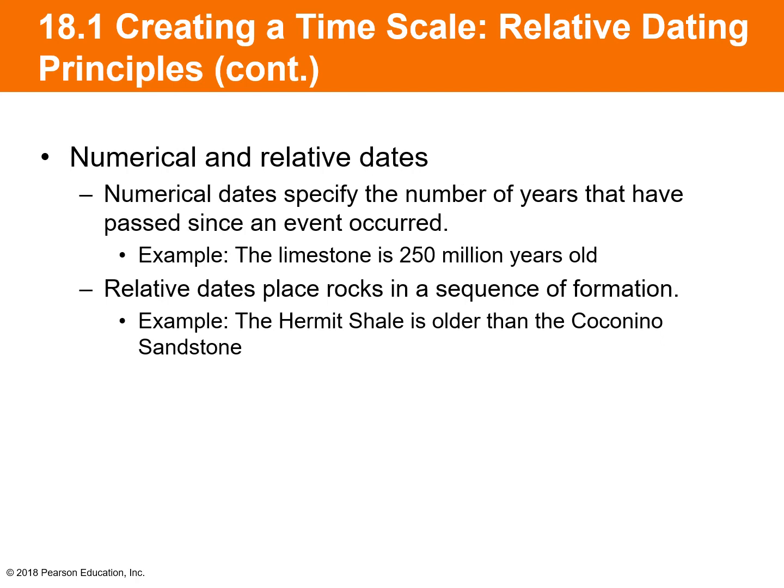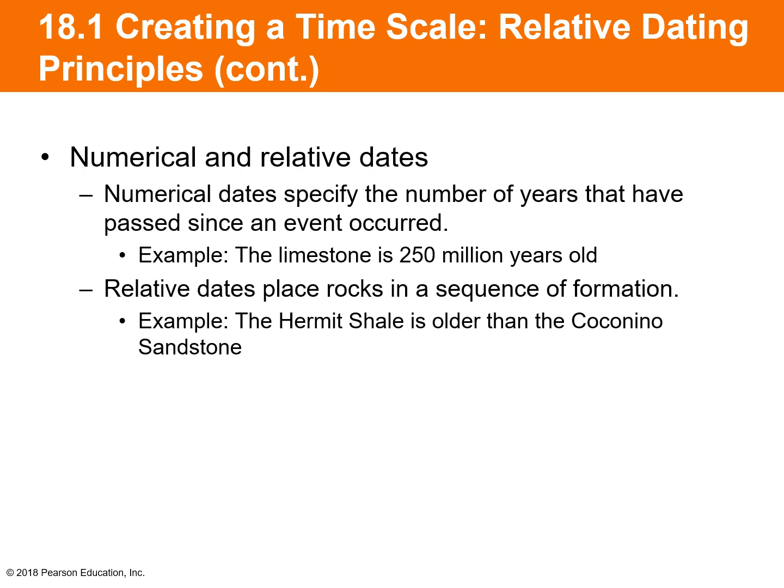So there are two primary ways to date geologic events. You can think of them as numerical dating and relative dating. Numerical dates specify the number of years that have passed since an event occurred. For example, you might have a sample of limestone and say, this sample of limestone is 250 million years old. And we'll get to how exactly you might determine that age later in this lecture.